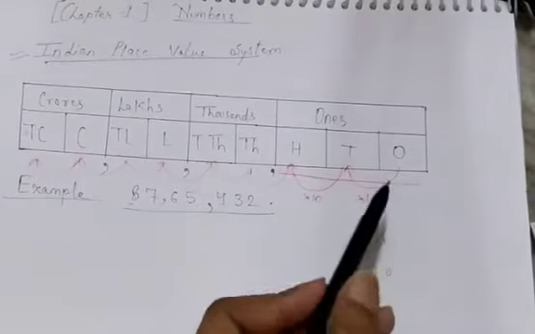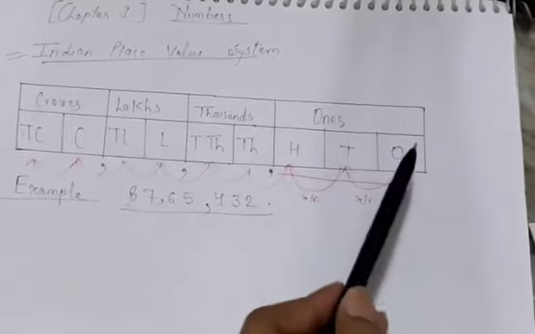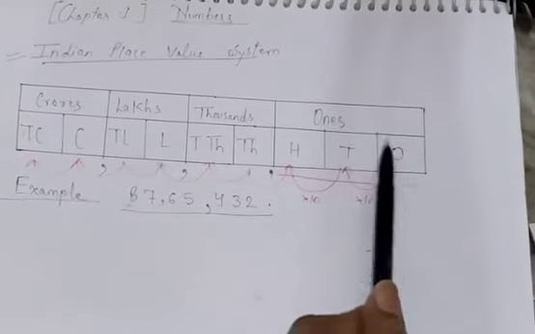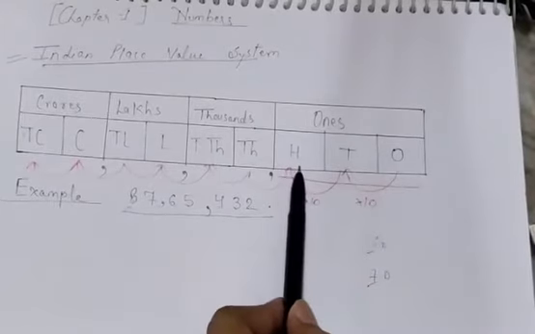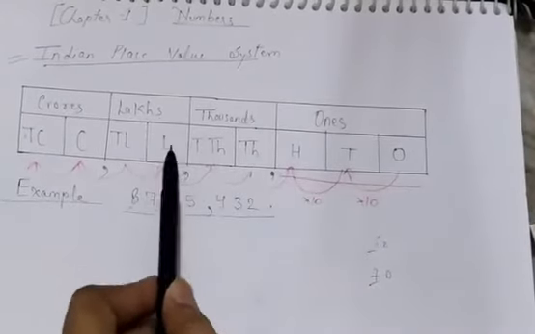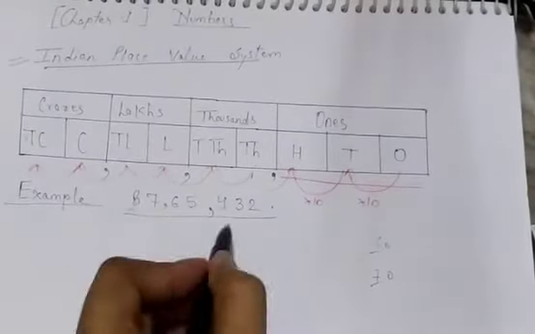So how will we understand this number system? We have to read it from the back side: ones, tens, hundreds, then thousand, 10,000, lakhs, 10 lakhs, crores, 10 crores. So this is the Indian place value system. For example, I have written one over here.